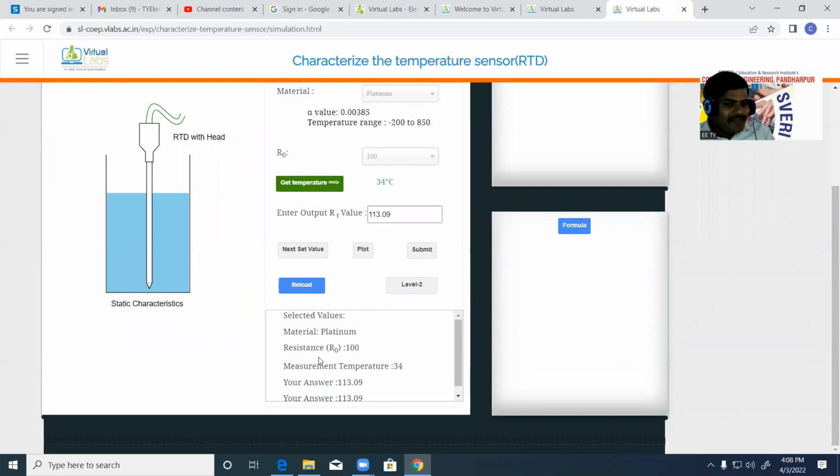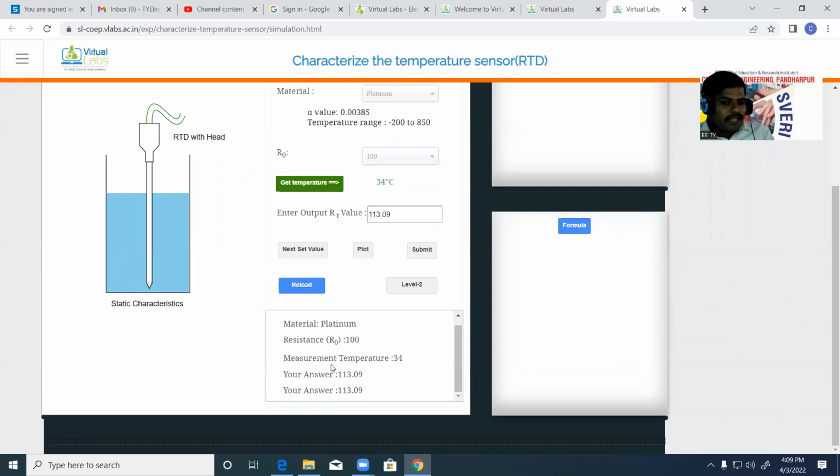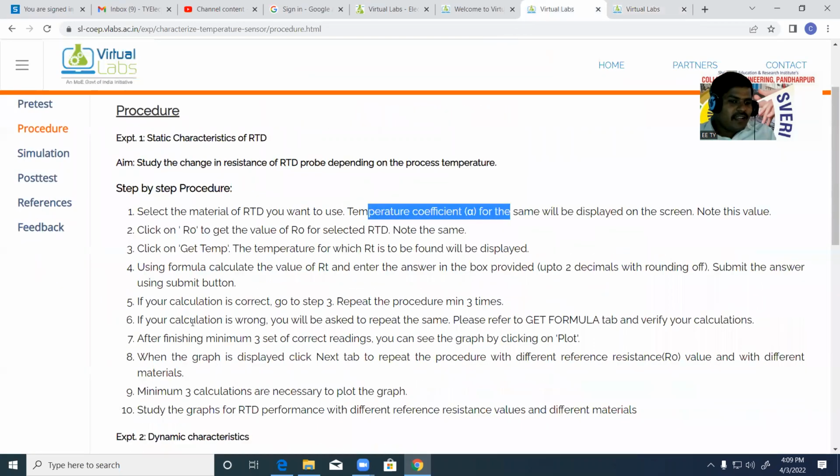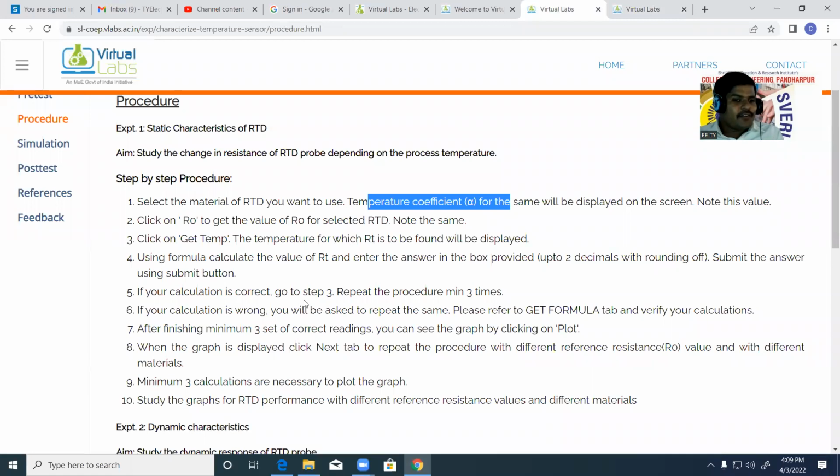Material chosen platinum. Initial resistance R0 100 ohm. Measured temperature 34 degrees Celsius and calculated RT 113.09. Now see, similarly we want to take different temperatures. We want to take minimum 3 readings, and then we want to plot the graph. See what is the next step. If your calculation is correct, go to step 3. Again use step 3. Repeat the procedure minimum 3 times.